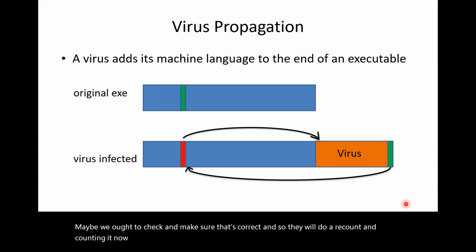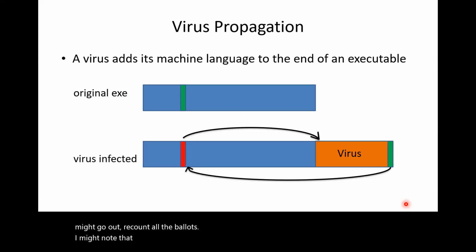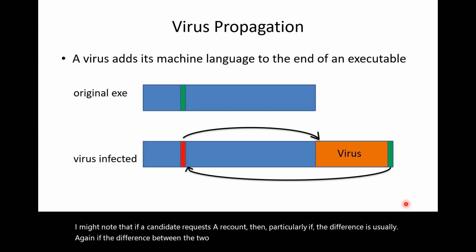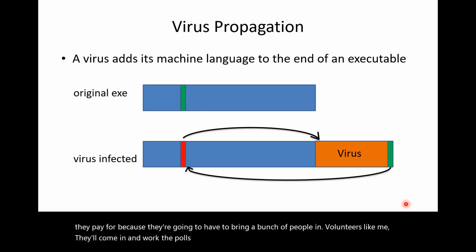Now, if it was all done by computer, press the button, and in a couple milliseconds, you've got the same answer. But if there were paper ballots or things, humans involved, they might go out and recount all the ballots. I might note that if a candidate requests a recount, particularly if the difference between the two candidates is very, very close, then they can have a recount. If the difference is wider than whatever that limit is, a candidate can still request a recount, but they have to pay for it because they're going to have to bring a bunch of people in, volunteers like me, who'll come in and work the polls and count this stuff.